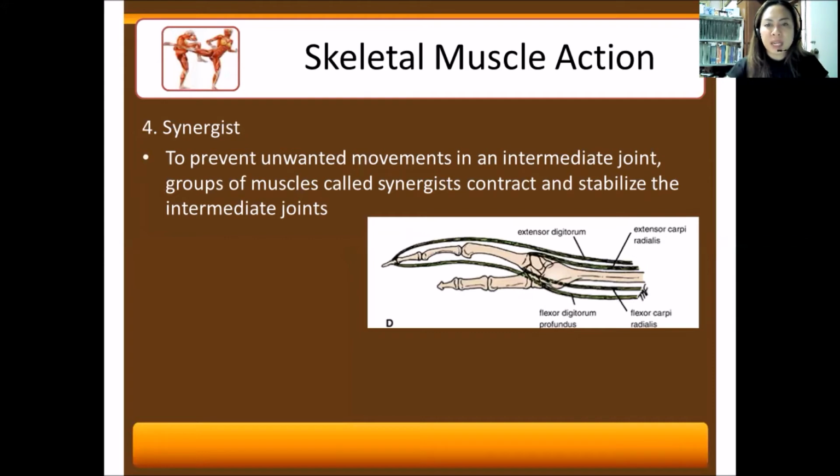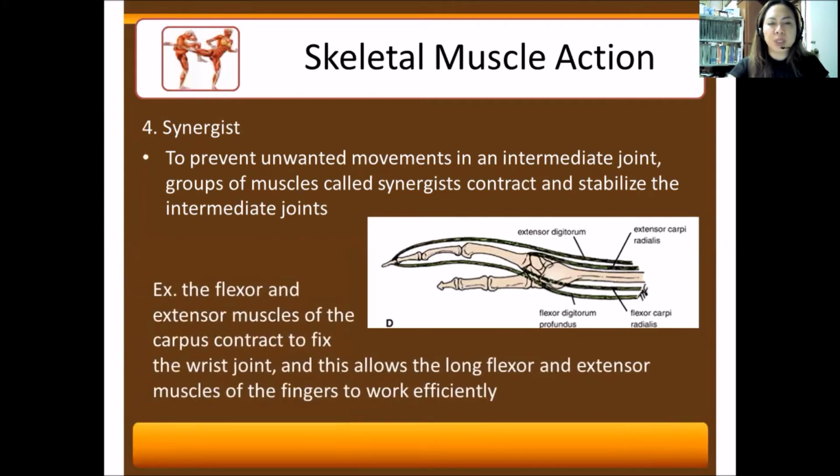So this is to prevent unwanted movements in an intermediate joint. Group of muscles called synergists contract and stabilize the intermediate joints. Diba? Mahirap din sa finger na i-move mo isa lang. But usually, nagmo-move din sila lahat. Okay? The synergists prevent these unwanted movements. So the flexor and extensor muscles of the carpus contract to fix the wrist joint, and this allows the long flexor and extensor muscles of the fingers to work efficiently.